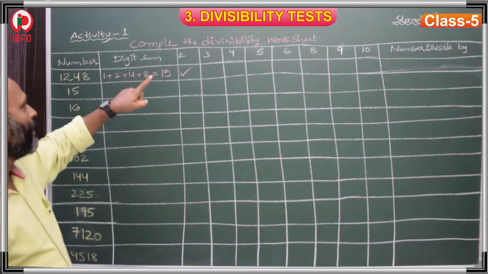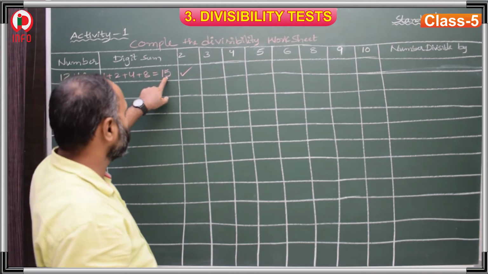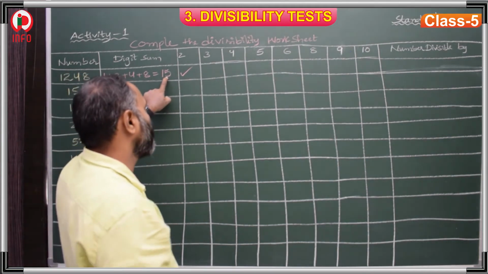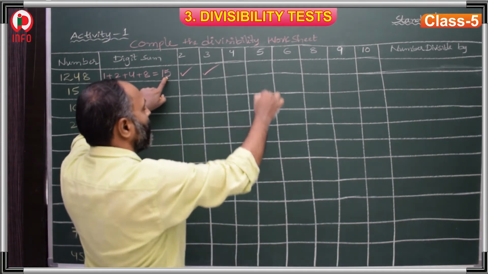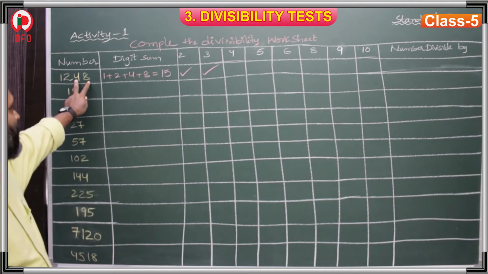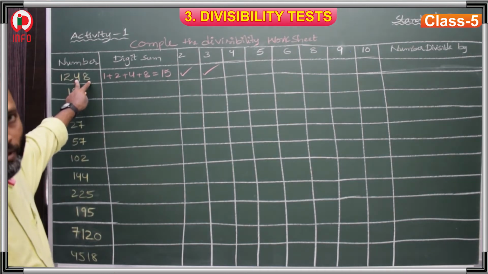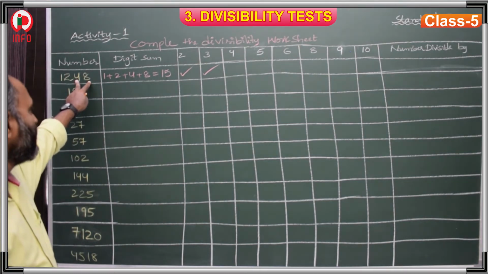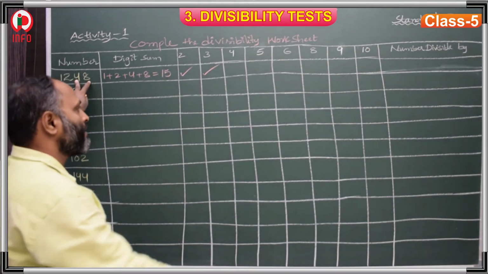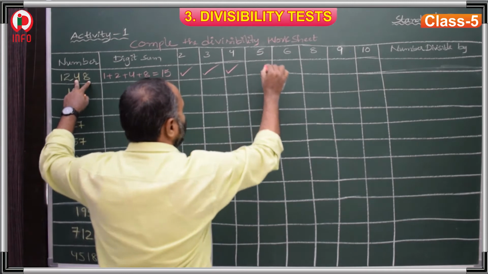Then 3: the sum of the digits is 15, so it is divisible by 3. For 4, in the 4 table we have to check the last 2 digits, 48. 48 is divisible by 4, so it is also divisible by 4.